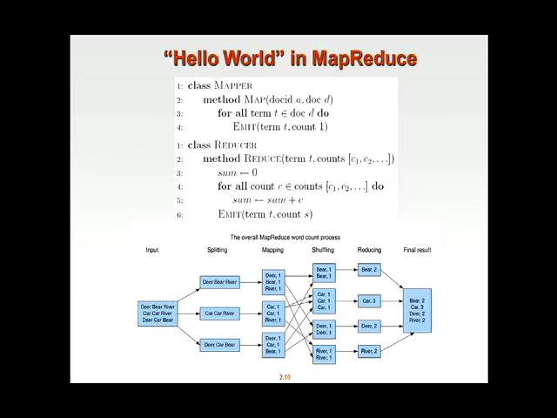In summary, we can use this pseudocode to represent the Hello World, the word count program in MapReduce. In the mapper, for each given input, the document ID and document, which is a set of terms, for each term in this document, we emit a key-value pair in this format: the term itself and the count 1. So it's just a mapper.